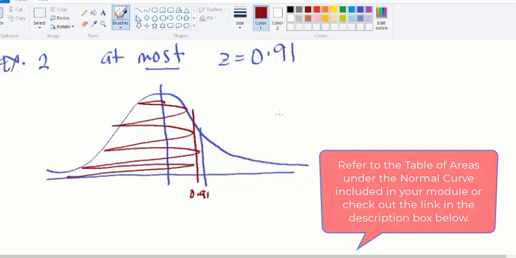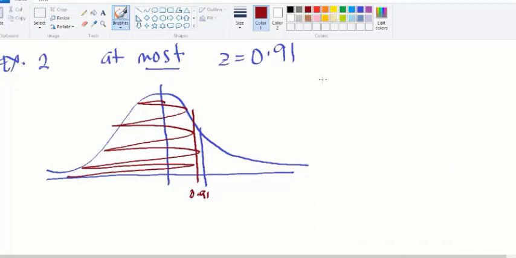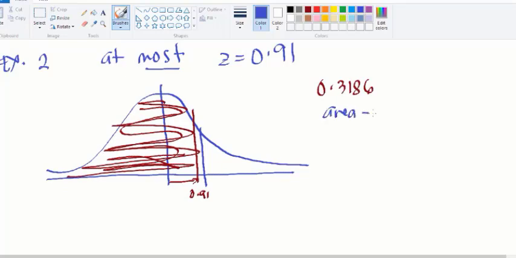Guys, please check your modules. Go to 0.9 and then 0.01. So, 0.3186. This is only what we have got so far, guys. This 0.3186 is from 0 to 0.91. We are trying to get all of this. So, how are we going to get that area? The area should be 0.5 plus 0.3186.